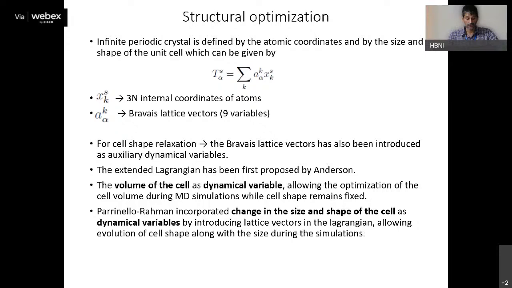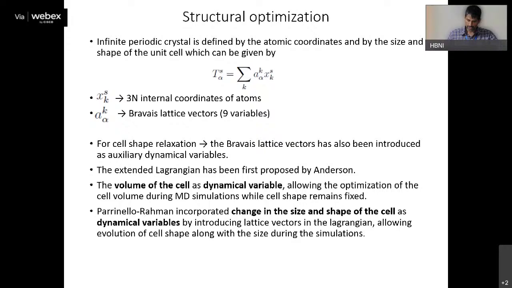How this is done is similar to solving the ionic motion problem. The lattice parameter is also considered as a variable, and Andersen constructed an extended Lagrangian where the volume of the cell is also a dynamic variable, which allows optimization of the cell volume during an MD simulation, while the cell shape remains fixed. Subsequently, Parrinello and Rahman also incorporated the change in the size and shape of the cell as dynamic variables, so one can do a simulation where the lattice vectors are also relaxed, allowing evolution of cell shape along with size.